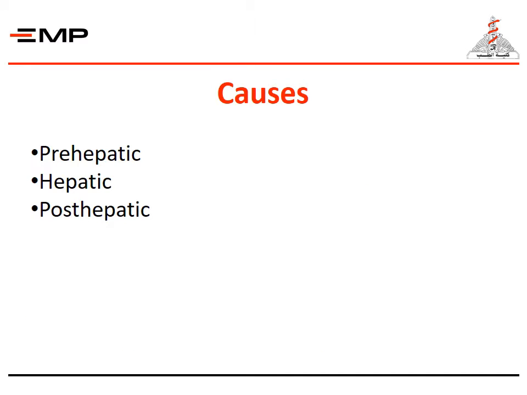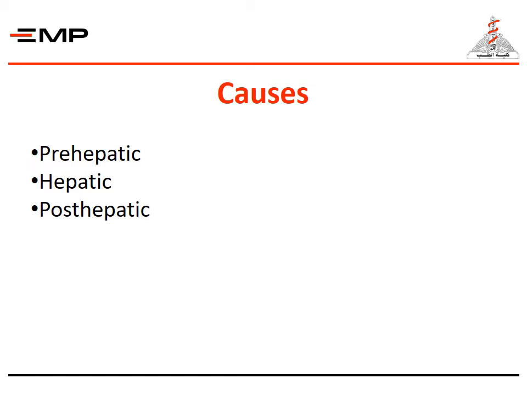Prehepatic causes are due to congenital atresia in neonates or portal vein thrombosis at any age. Most common causes of portal vein thrombosis are abdominal sepsis and trauma. Examples of sepsis leading to portal phlebitis and thrombosis are acute appendicitis and diverticulitis.